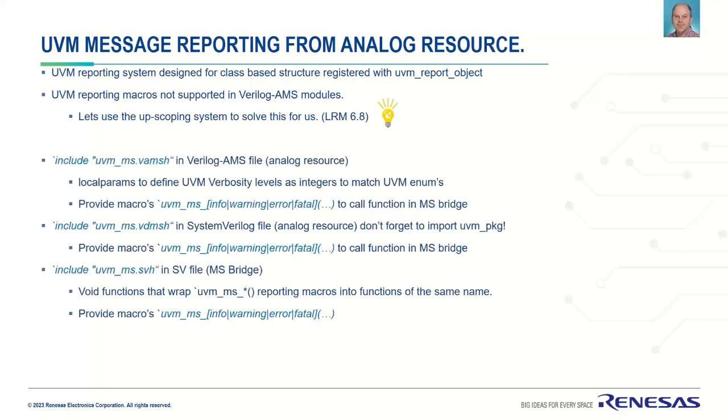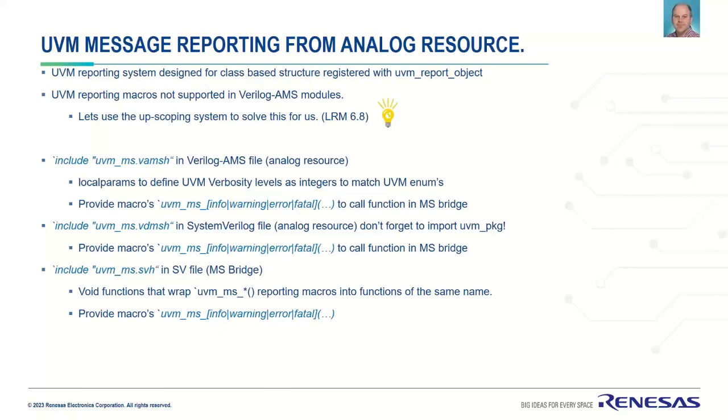So we've got that one include file, which is UVM_MS VAMS-H, which is for the Verilog AMS file. Basically, it's got some local params for the UVM verbosity settings, because you can't have enums in there, and this was the best way of doing it. Then we provide some macros, UVM_MS_info, so they look like the existing UVM stuff, but actually all that does is call a function that doesn't exist in that module, so it looks at the next level up.